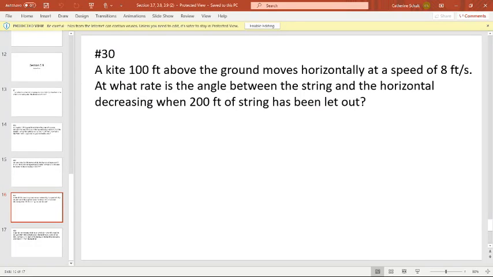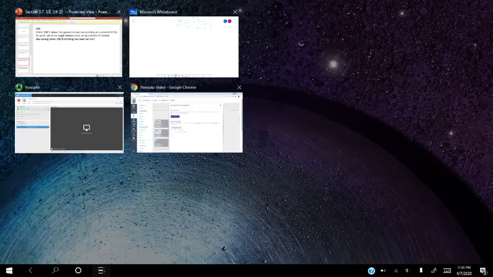A kite 100 feet above the ground moves horizontally at a speed of 8 feet per second. At what rate is the angle between the string and the horizontal decreasing when 200 feet of string have been let out? Okay, so again, we see we're given one rate and we want to find another rate. That's how we know we're in a related rates problem.